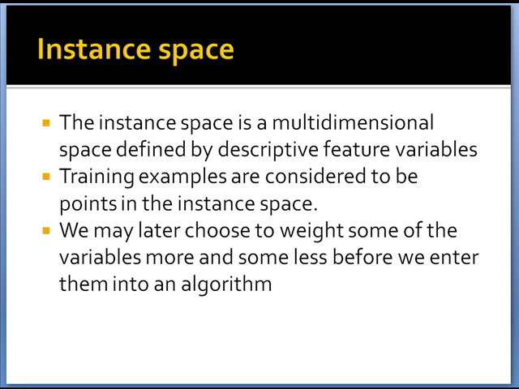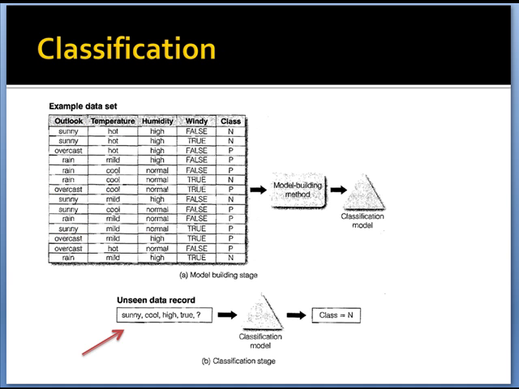Training examples are considered to be points in the instance space. Let's go back to this again. Suppose we only had these two variables. Suppose we didn't have any of this. And maybe we have the class, but just these two first, just outlook and temperature.